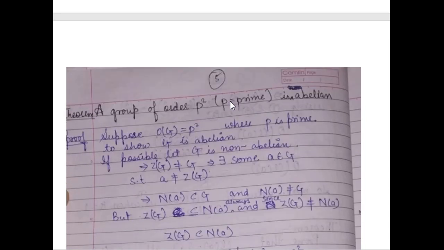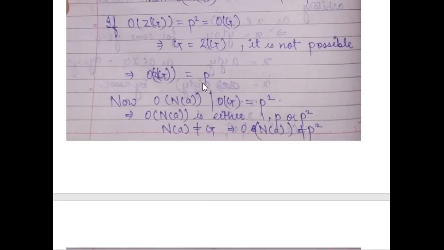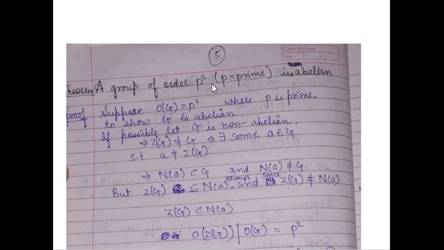So that's the theorem. Now we are moving to the second theorem, which says that a group of order p squared, where p is any prime number, is abelian. That is, a group of order p squared is abelian. We have to show it. So suppose the order of G is p squared, it is given where p is a prime number. Now we have to show G is abelian. For that we will suppose, let it be possible, G is non-abelian.